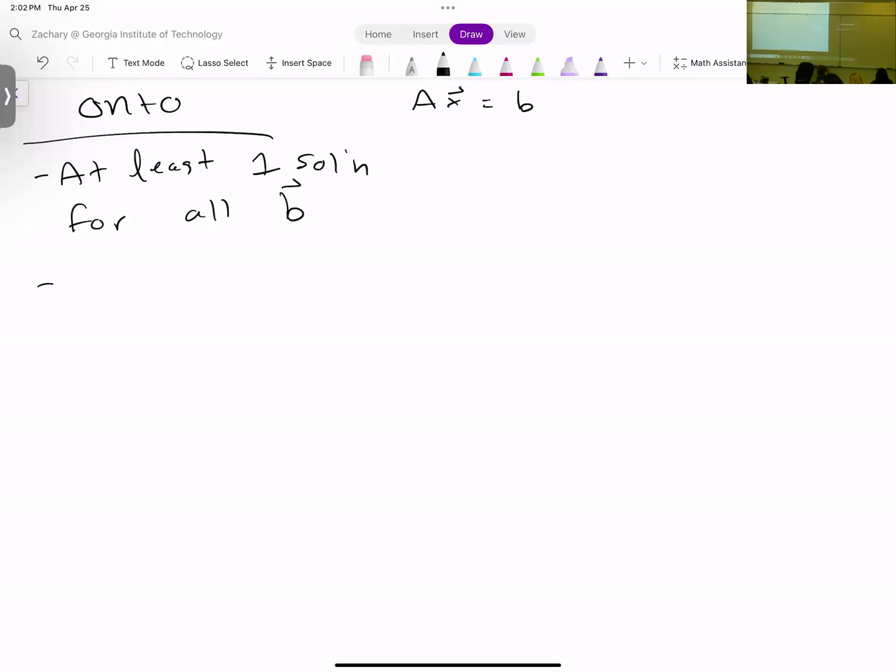So to have at least one solution, that means we're consistent for everything. If we're consistent for everything, what can you tell me about my span? The whole thing. Span everything. Another way to say that, to span everything, is to have your range equal to codomain.